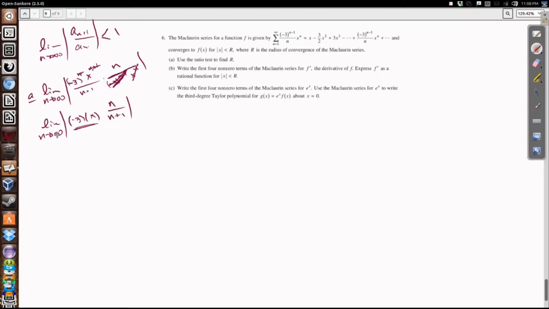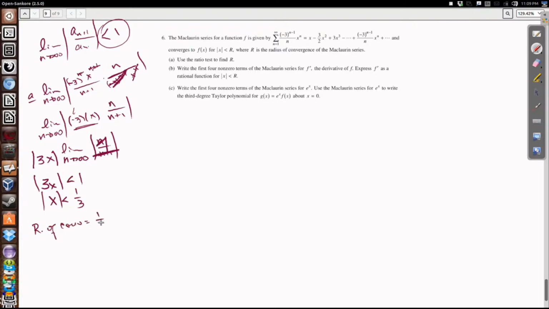And these terms have absolutely nothing to do with n, so I can take them completely out. And also, because we're inside absolute values, I really don't care about that negative sign so much. So I've got absolute value of 3x times the limit as n approaches infinity of n over n plus 1, and this limit ends up being the big old 1. So I've got 3x in absolute values, and I want to know when it's less than 1. So because the absolute value of 3x has to be less than 1, x has to be less than 1/3, the absolute value that is. And so my radius of convergence is equal to 1/3.